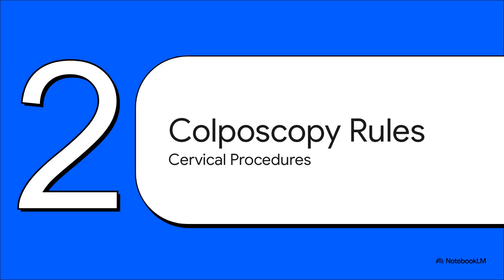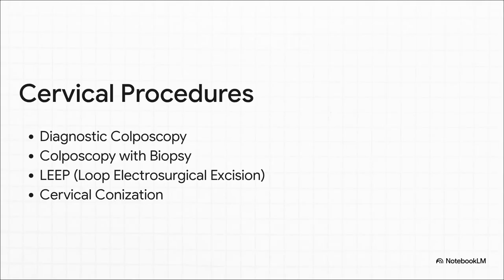Moving right along to Section 2, colposcopy rules and cervical procedures. Think of this as our first little mini-boss of the day. When you're dealing with cervical procedures, you really have to read that operative report with a magnifying glass. You've got to ask yourself, is this just a simple diagnostic colposcopy, or are we looking at a colposcopy with a biopsy? Maybe it's a major excision, something like a LEEP or a cervical conization. The actual surgical technique changes your code selection completely. And of course, that completely changes the reimbursement too.